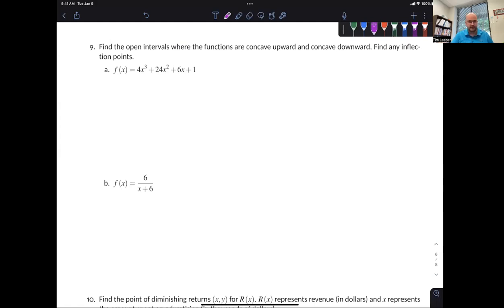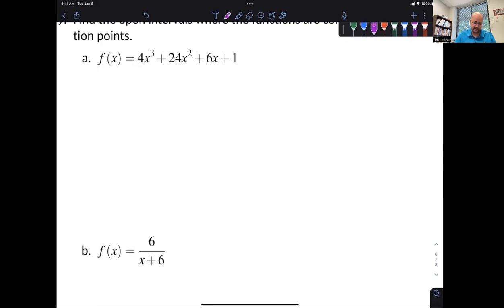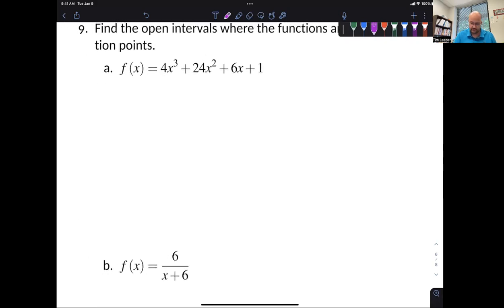Hello, everyone. In this video, we want to go ahead and look at example 9 for review 3. We're going to find the open intervals where the functions are concave up and concave down. Find any inflection points. So concavity is the second derivative.